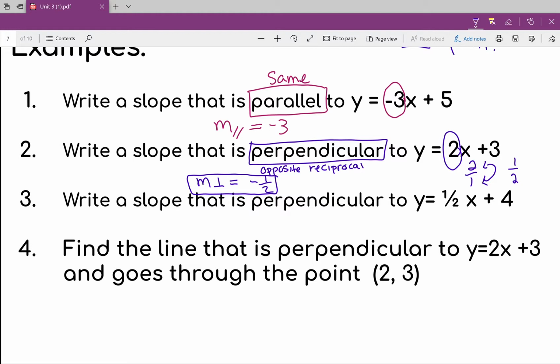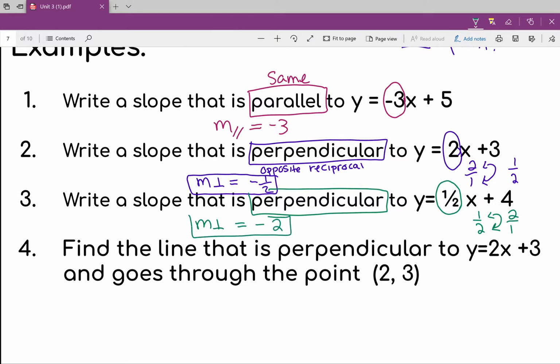Okay. Number 3 says write a slope that is perpendicular, remember, perpendicular means opposite reciprocal, to y equals 1/2 x plus 4. So 1/2 is our slope. If we change the sign, it goes from positive to negative. And if we flip 1/2, that would look like 2 over 1. So our perpendicular slope is equal to negative 2. That's the answer.